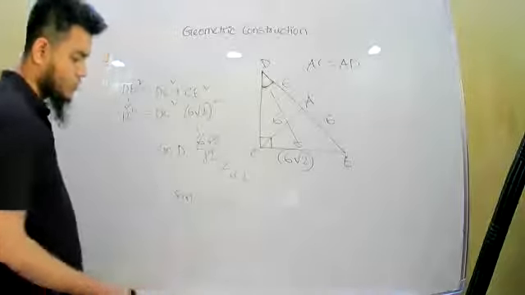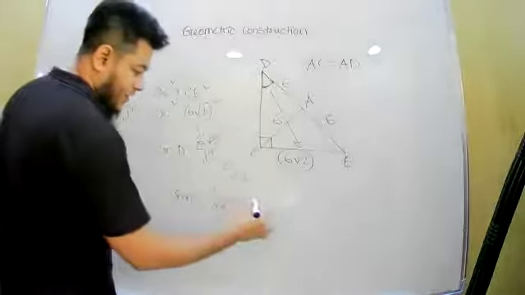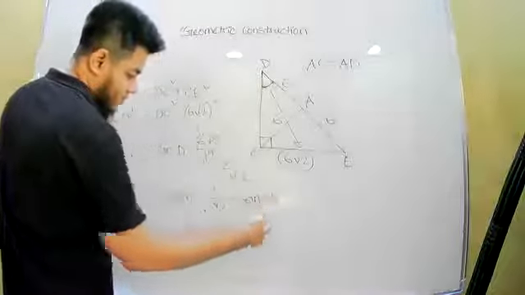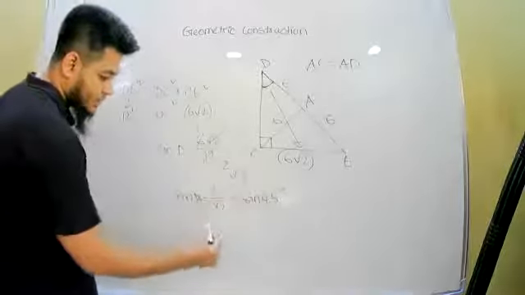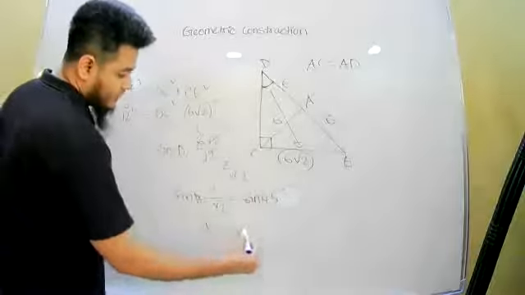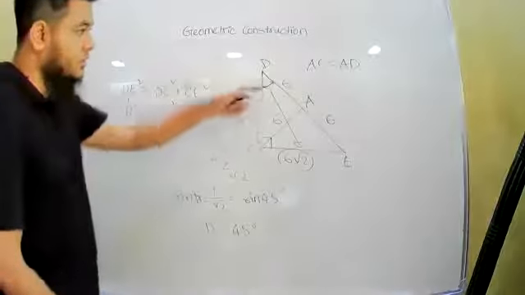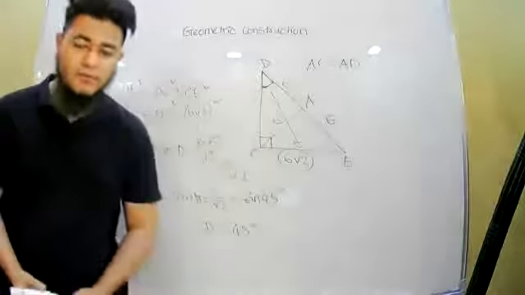Now this 1 by root 2 is the value of sine 45. So sine D equals sine 45, and sine and sine cancel. So D will be equal to 45 degrees. So the measurement of this angle is 45 degrees.